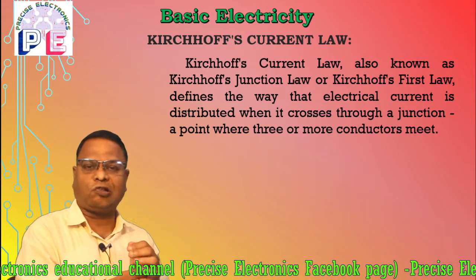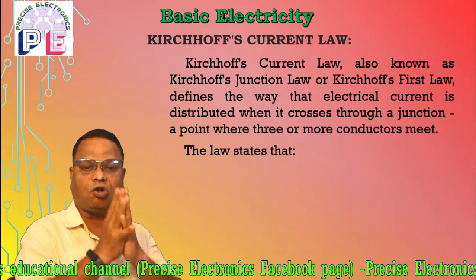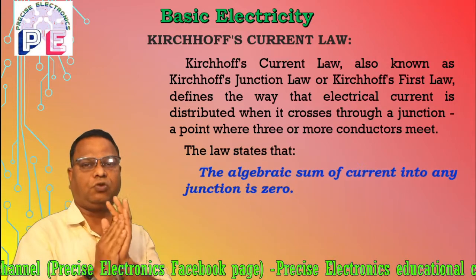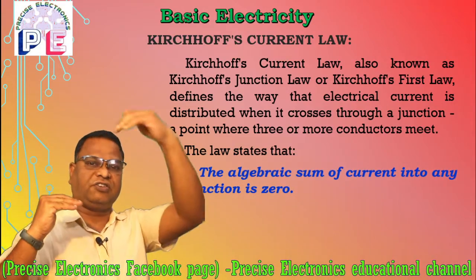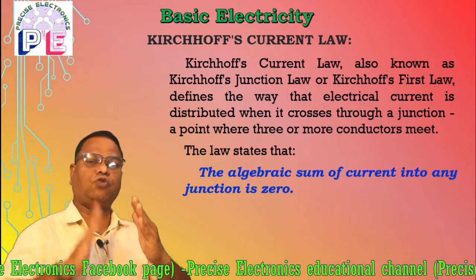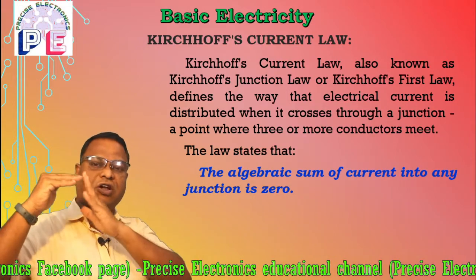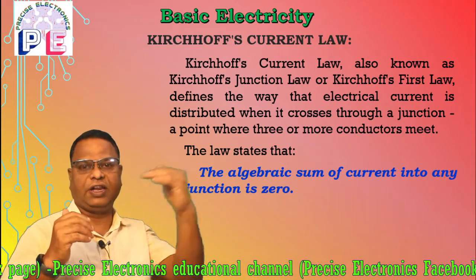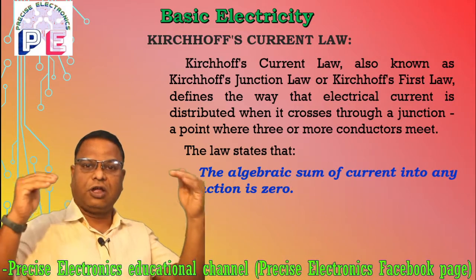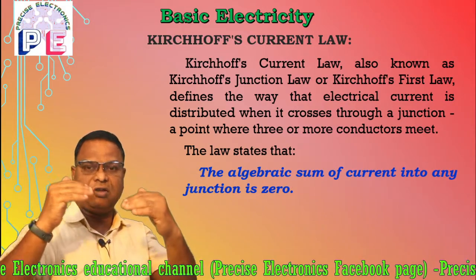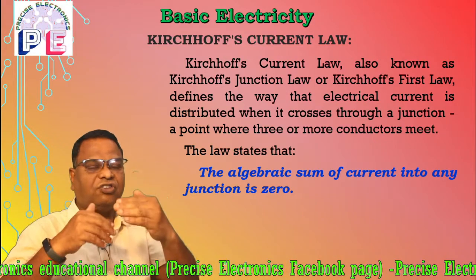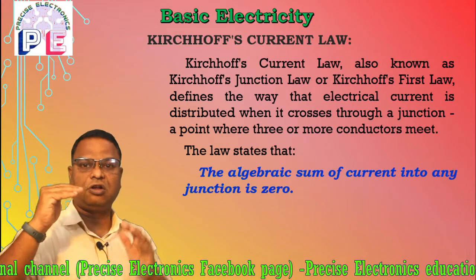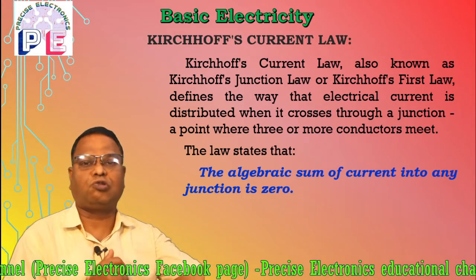What is the statement of this law? Kirchhoff's current law states that the algebraic sum of current into any junction is 0. Suppose this is conductor 1, this is conductor 2, this is conductor 3, 4, 5, etc. Suppose the current flowing through conductor 1 is I1, through the second I2, then I3, I4, I5, etc. At the junction the net current is 0, so at the junction there is no current. The incoming current is always equal to the outgoing current.